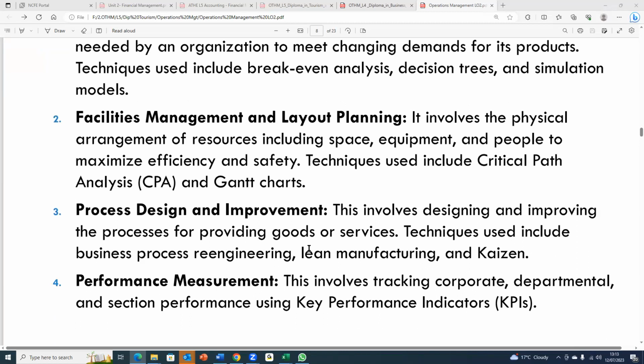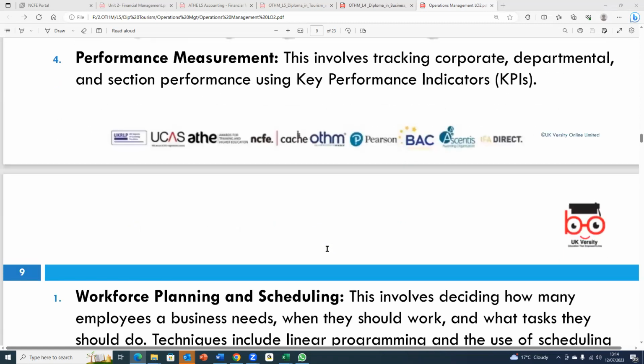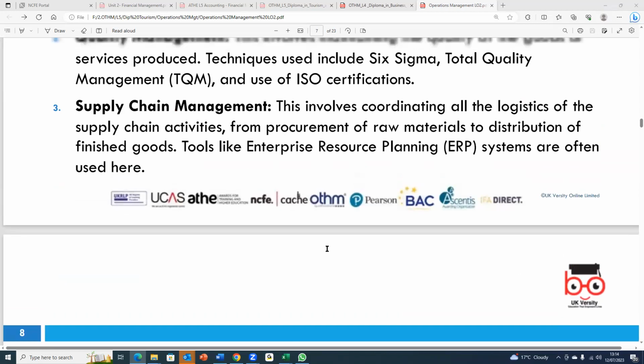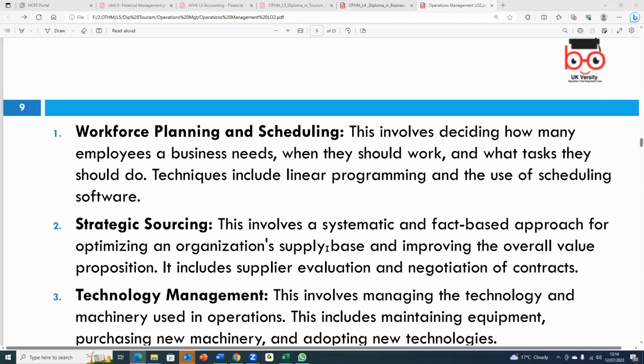Also, you can use other statistical techniques. You can also use Kaizen, for example, lean management systems. Kaizen, one of the methods which is used in process design and improving the processes for providing goods and services. So these can be used, lean management or lean production techniques, or Kaizen. Performance management techniques like a KPI, for example, they can be a useful kind of a technique that you can employ in planning goods and services. Okay, so there are many techniques that you can use.